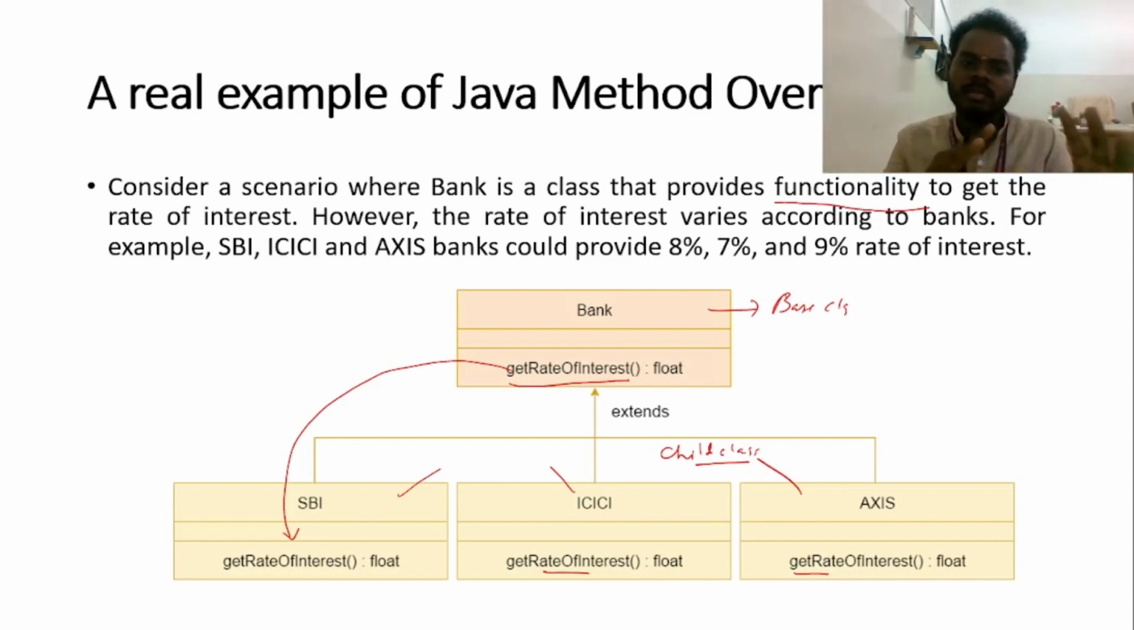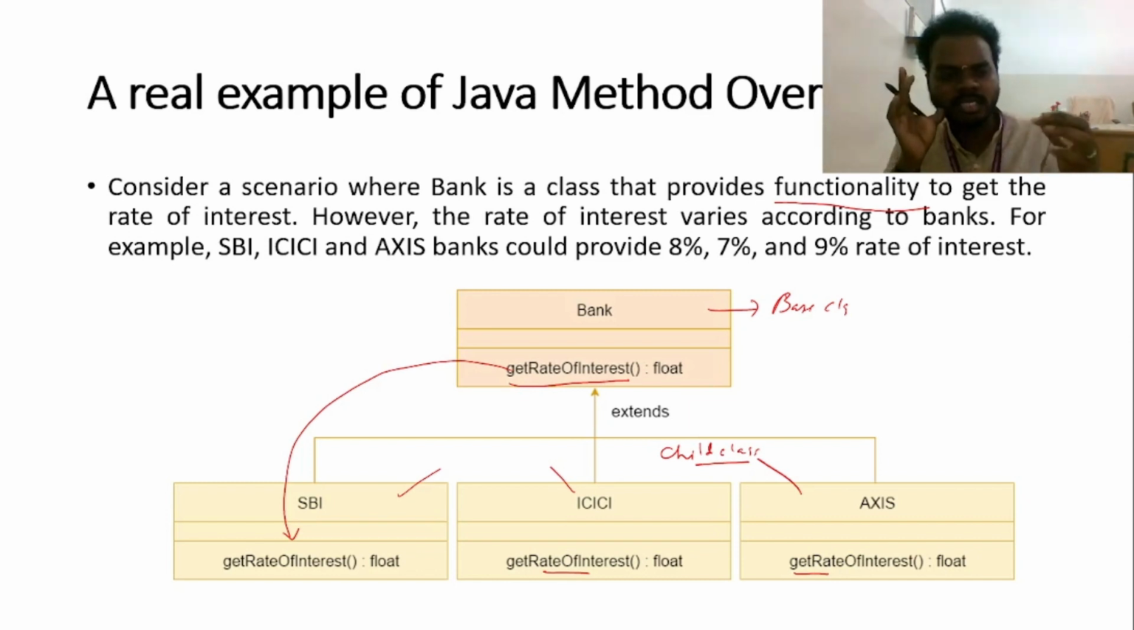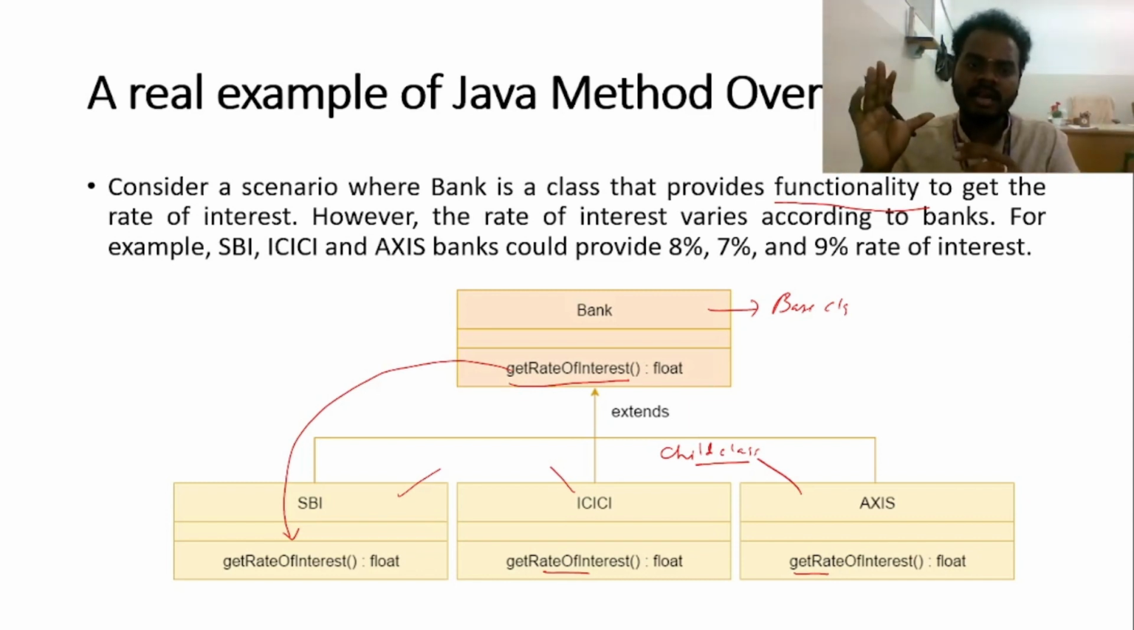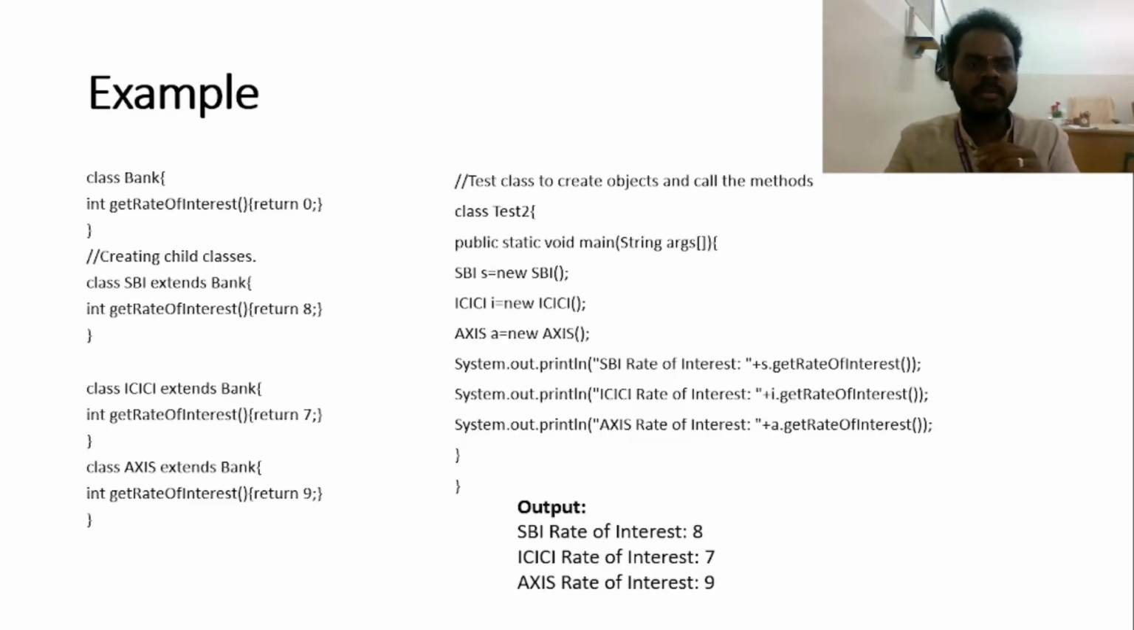Okay. So what rate of interest are the banks following? 8%, 7% and 9%, which means that SBI Bank is following 8% as rate of interest, ICICI Bank is following 7%, and Axis Bank is following 9%. And this is the scenario of your method overriding. Next, you can see the programmatic concept.